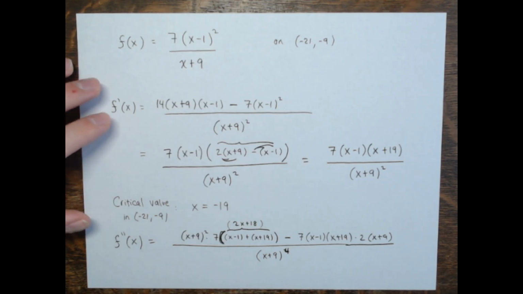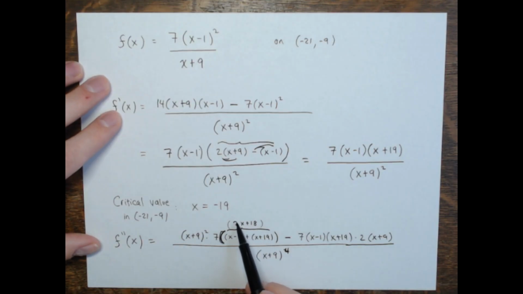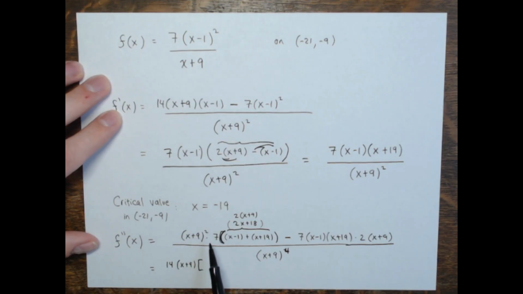Now this could actually simplify quite nicely. This 2x plus 18, this is 2 times x plus 9. So you really have x plus 9 cubed times 14 in this first term, and you also have 14 times x plus 9 in the second term. So I could factor out a 14 times x plus 9, and then what would be left over? You'd have x plus 9 squared left over in this first product.